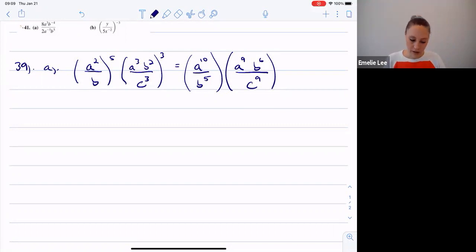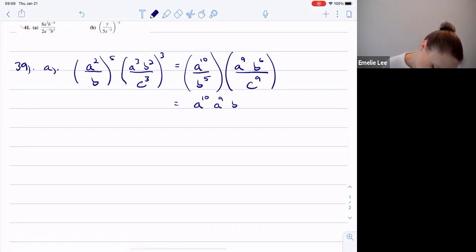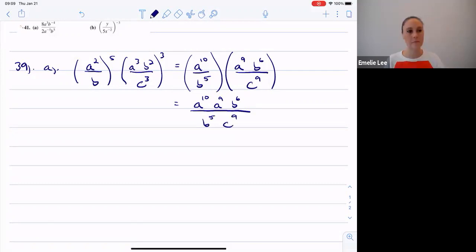So because I'm multiplying fractions here now, I wasn't able to do it until I got rid of these exponents on the outside, but now I'm just multiplying fractions, which means I can just smush them together. So it's just one fraction. So this becomes a to the 10 times a to the 9, which we'll be able to combine, times b to the power of 6 over b to the power of 5, c to the power of 9.